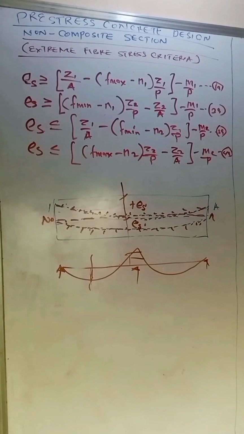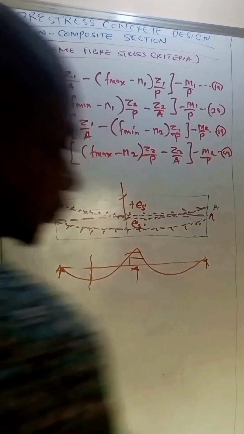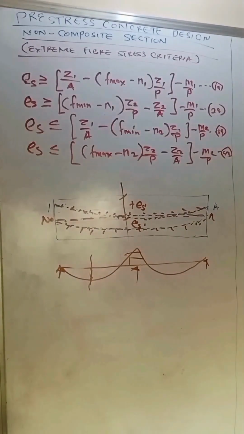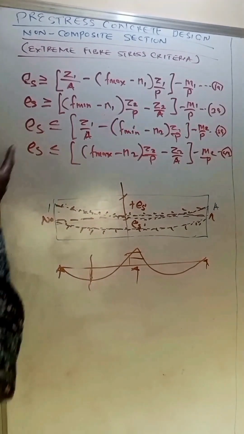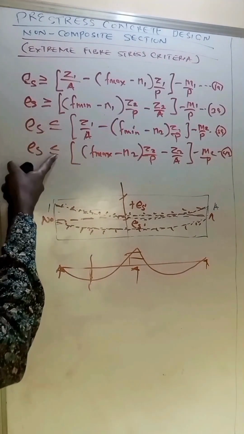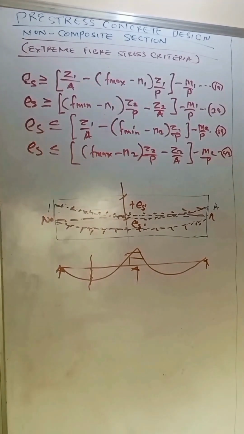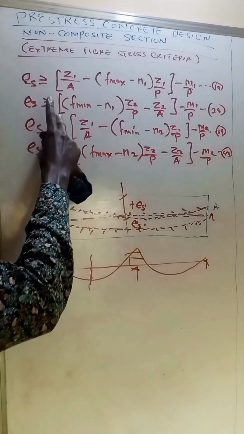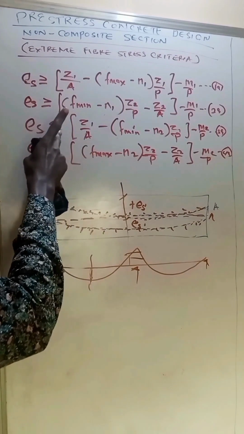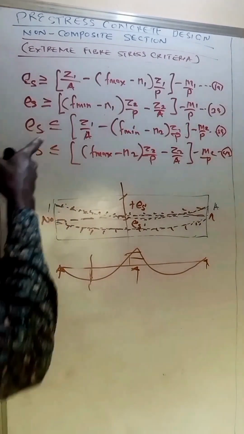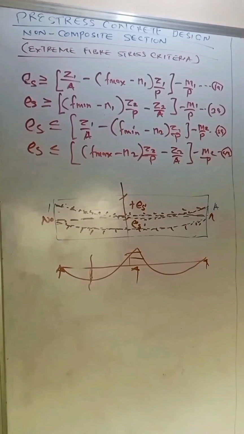If we look carefully at the inequality on the board, you'll discover that if e is lesser or equal to this and this, and e is greater than this, it means that e represents the upper limit of the cable zone. So this is the maximum eccentricity. The eccentricity shouldn't be more than these values.